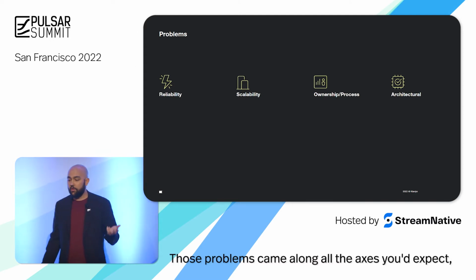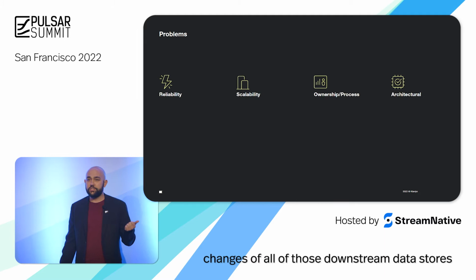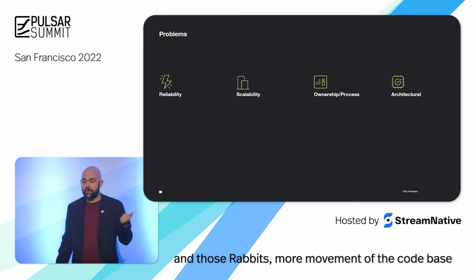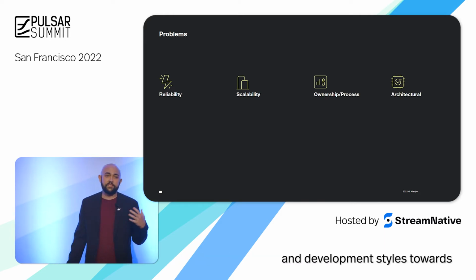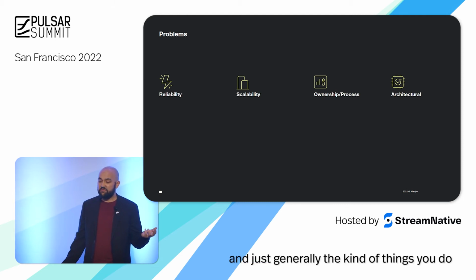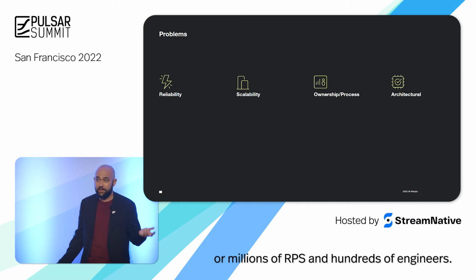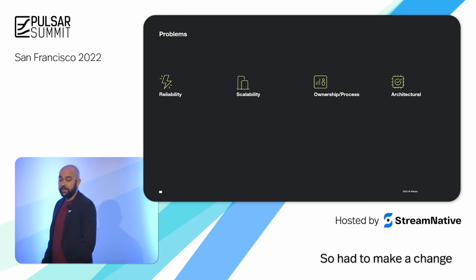Those problems came along all the axes you'd expect. More teams, more frequent resharding and geometry changes of all of those downstream data stores and those rabbits, more movement of the code base and development styles towards service-oriented architecture, and just generally the kind of things you do at 10,000 RPS and tens of engineers don't work at hundreds of thousands or millions of RPS and hundreds of engineers. So had to make a change.